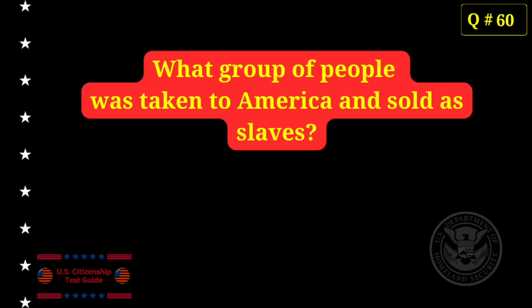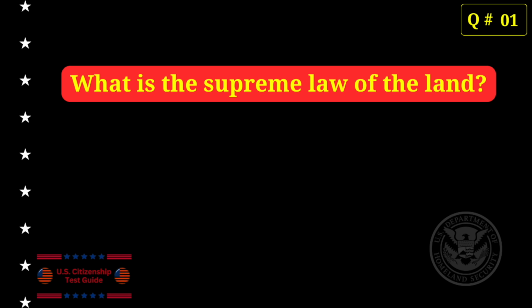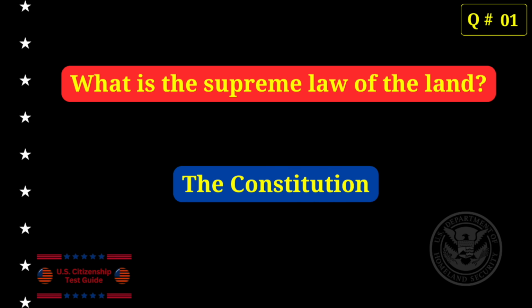What group of people was taken to America and sold as slaves? Africans. What is the supreme law of the land? The Constitution.